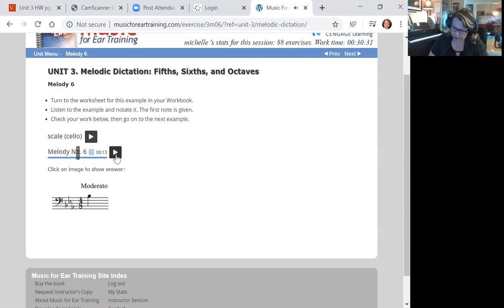Arpeggio. Do, do, sol, mi, sol, sol. Eighth, eighth, eighth, eighth, quarter. Da da da da da. La, sol, la, ti, do. All eighth notes.